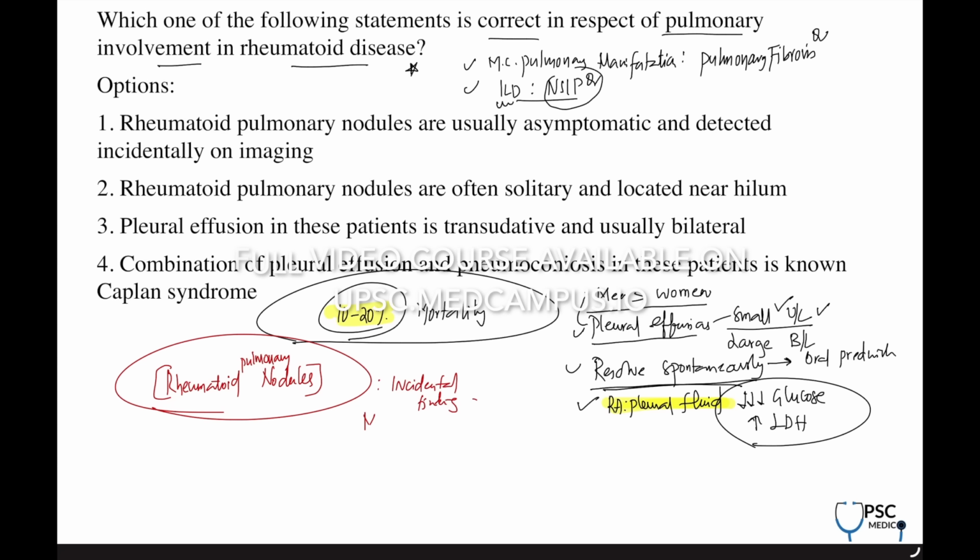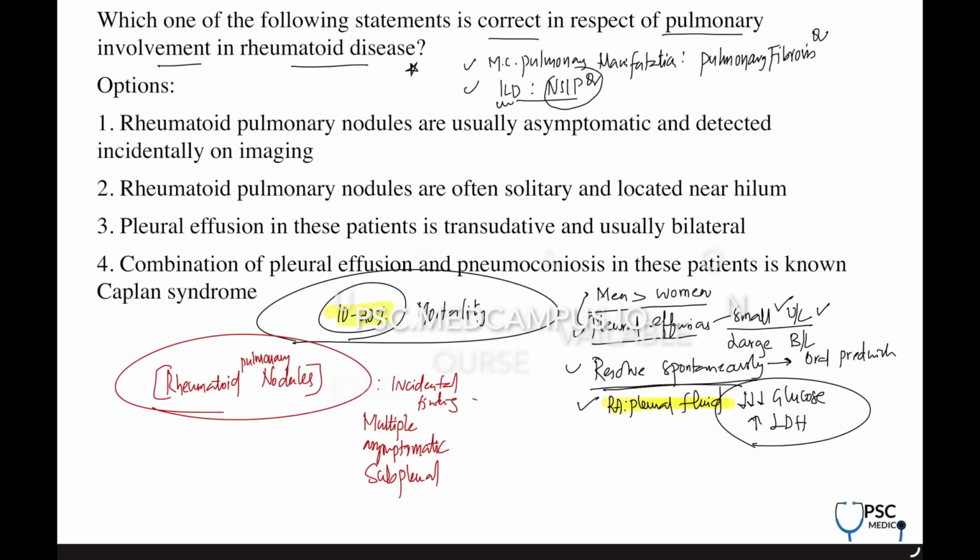Okay, they're multiple, they're asymptomatic, and very importantly, their location is subpleural. They're not inside, they're in the pleura. So, multiple rheumatic pulmonary nodules are seen as an incidental finding. Patient is asymptomatic and they're subpleural.